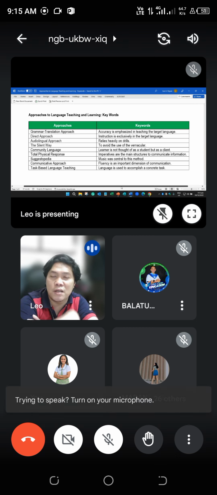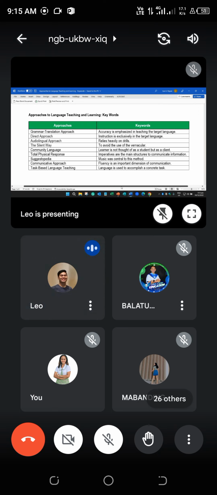You can see the target language. Okay, so that's just to be. Then next is the communicative approach. When we talk about the communicative approach, the end point of this is fluency. Fluency is an important dimension of communication.